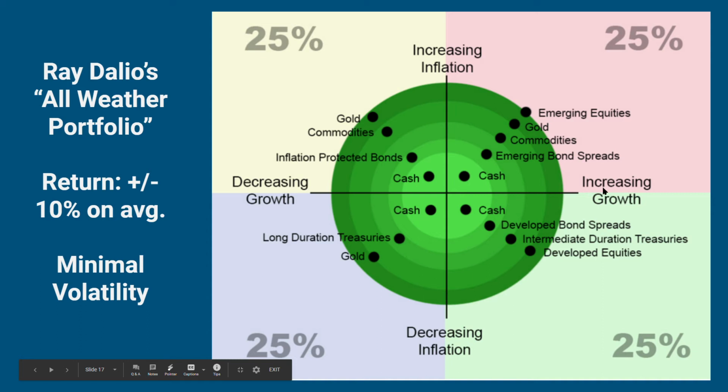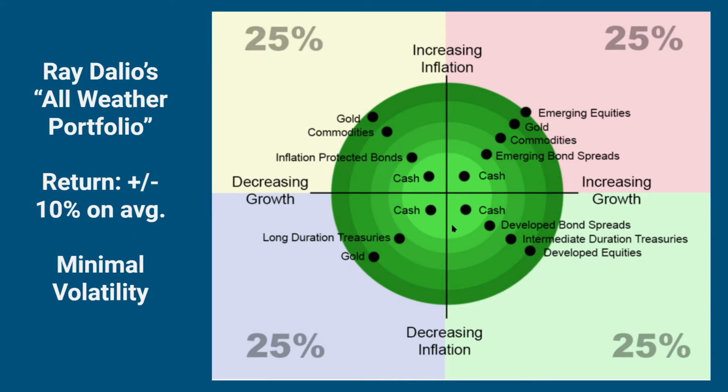Or if the economy is growing and you have increasing inflation, you'd focus on these: cash, emerging bond spreads, commodities like oil, natural gas, gold, emerging market equities. Equities is stocks, okay? We can use ETFs to do this too. Long duration treasuries, those are bonds, right? Inflation protected bonds, I think they're called TIPS, would be an inflation protected bond.